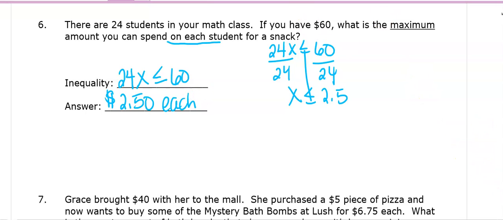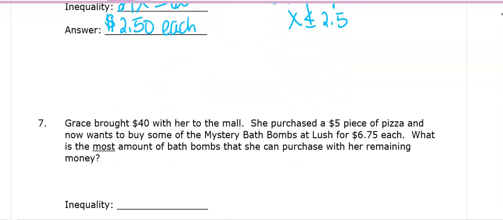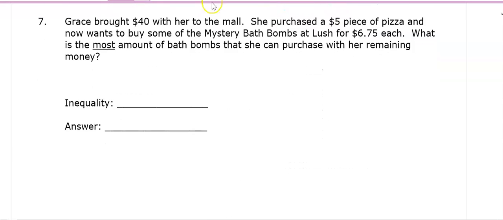Kind of a different problem, but it's going to look like one that you're going to practice today. Grace brought $40 with her to the mall. She purchased a $5 piece of pizza and wants to buy some mystery bath bombs at Lush for $6.75 each. So there's going to be a decimal. What is the most amount of bath bombs that she can purchase with her remaining money?